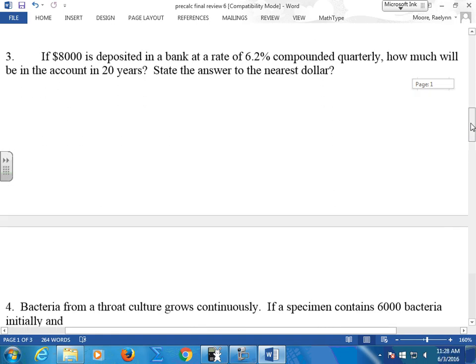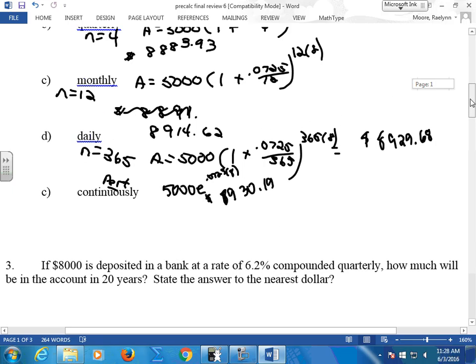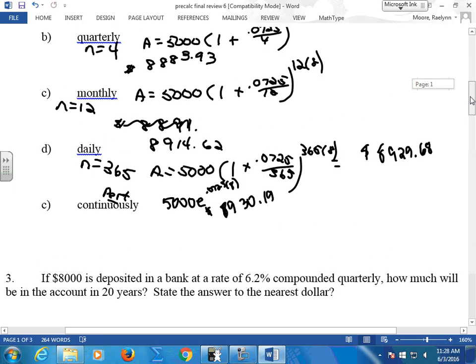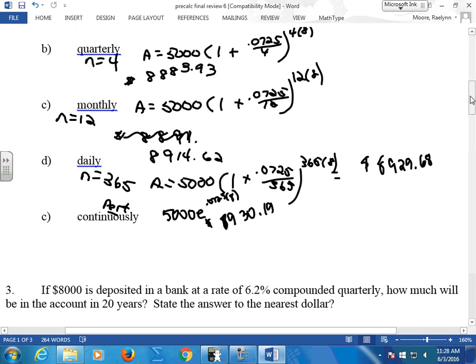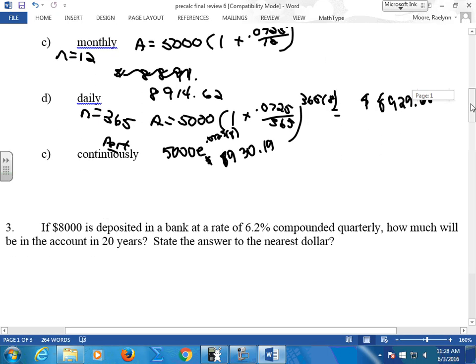12 times 2 is 12 times what's that? 8. A monthly, that's 12. 12 times 8, because 8 is your time. 8 is still 8 years. Time is still 8 years.